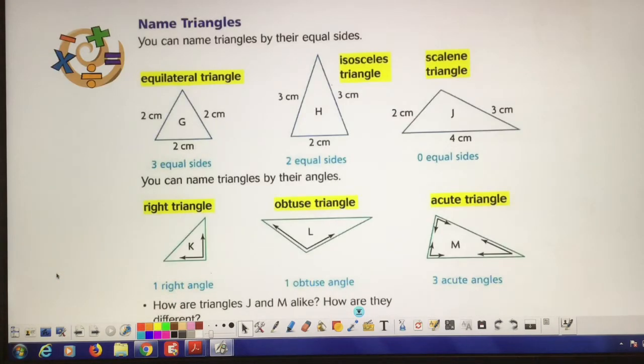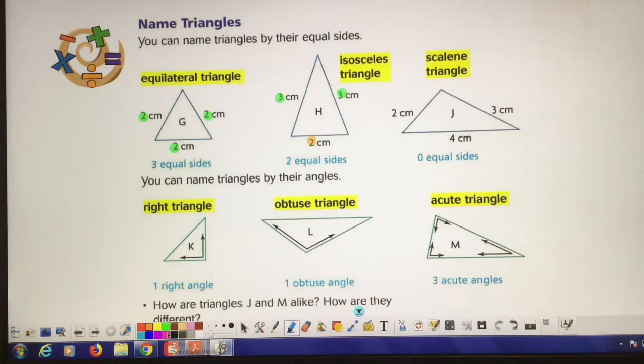So triangles, you can name them by their sides. Remember, we have equilateral, isosceles, or scalene. Equilateral has all equal sides. So here, 2 centimeters, 2 centimeters, 2 centimeters. Now an isosceles has 2 sides that are equal, but one of them's not. So here you can see 3 centimeters and 3 centimeters, but then look here, there's a 2 centimeters. So you have 2 of them that are equal, but one of them's not.